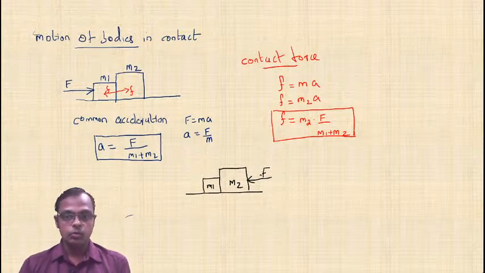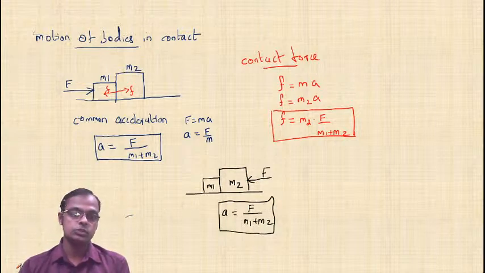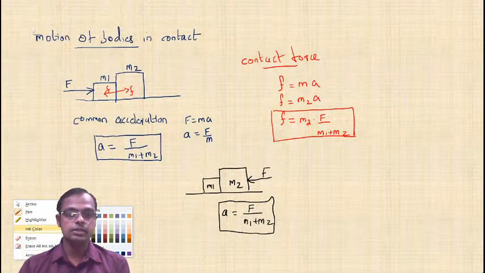Right. Now, once again, what is the common acceleration? Common acceleration a is equal to F divided by, what is the formula? F divided by m, right? According to Newton's second law. So F divided by what is the total mass? M1 plus M2. There is no change in the common acceleration formula.